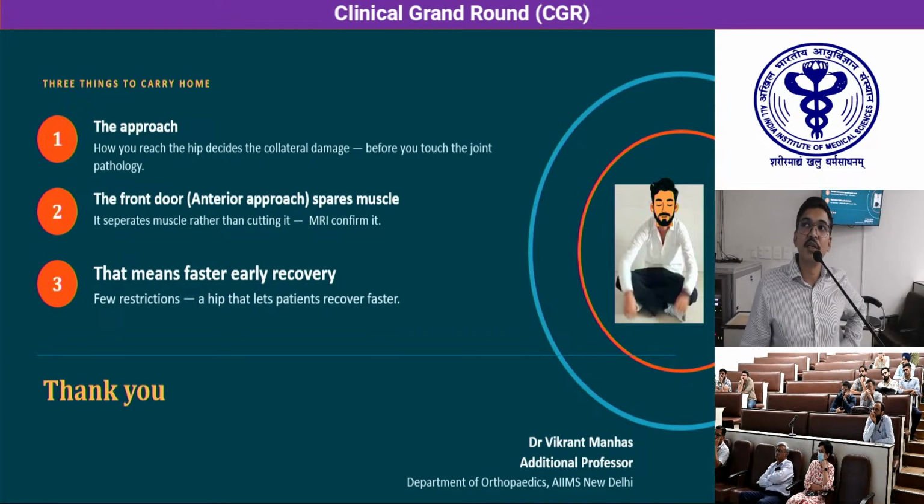So the 3 things to carry home: the approach, how you reach the hip, decides the collateral damage before you even touch the hip pathology. The front door anterior approach spares muscles, as you can see in the published data and can also confirm on the MRI. This means fewer restrictions and faster recovery. And if you can see these Indian patients doing Indian things, we will be more than happy. Thank you.